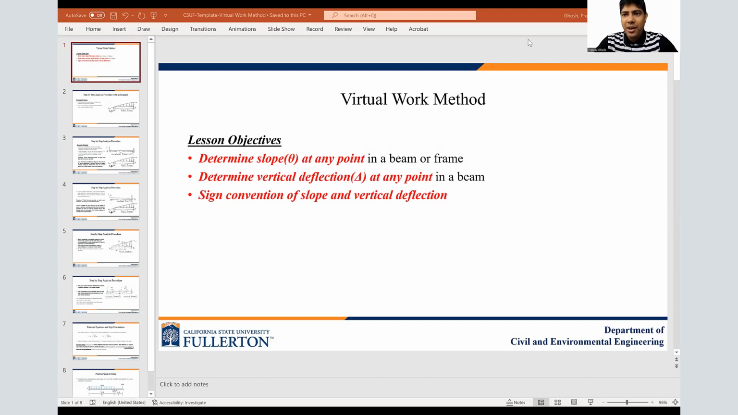Hi, I'm Dr. Prathana Ghosh, and today I'm going to talk about a virtual work method to compute slope and deflection at any point in a beam or a frame.